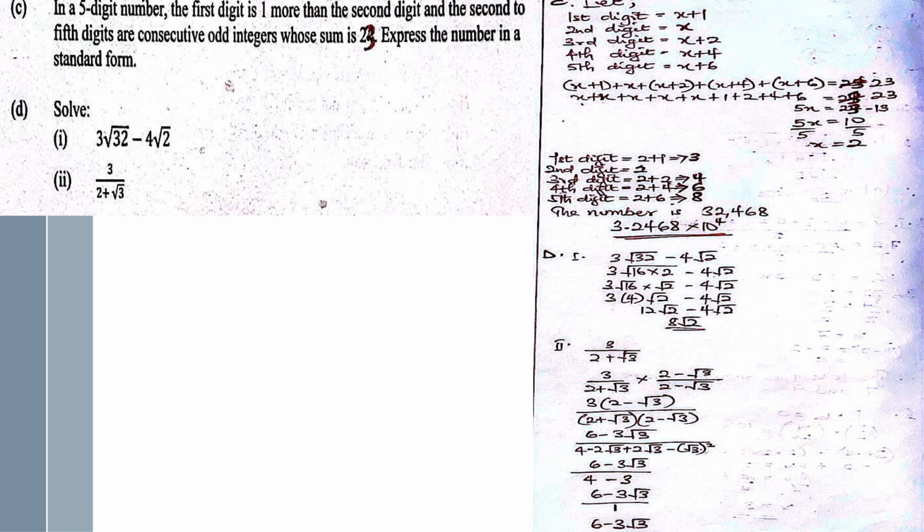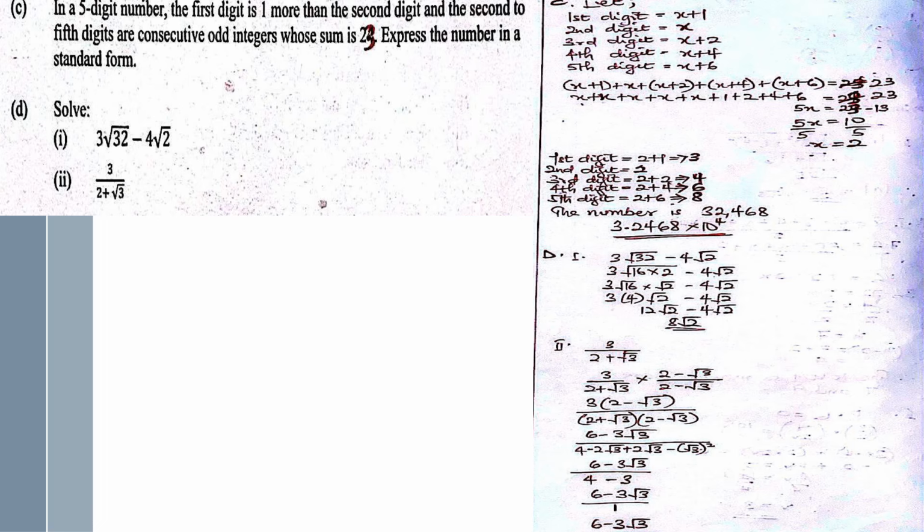Alright, consecutive odd integers. So when we express this and then sum them up to be equal to 23, we'll have x to be equal to 2. So if x is equal to 2, then we can now find the first digit, and then we'll have 3, the second digit 2, the third digit 4, 6, and then 8 in that order. So the number is 32,468. Leaving this in the standard form, we have 3.2468 times 10 raised to the power 4.